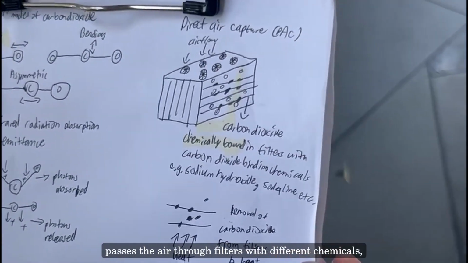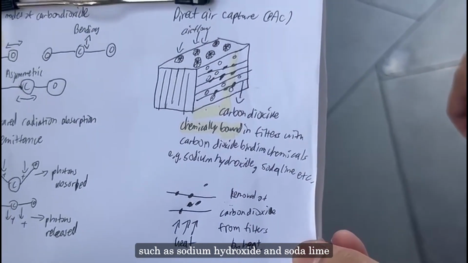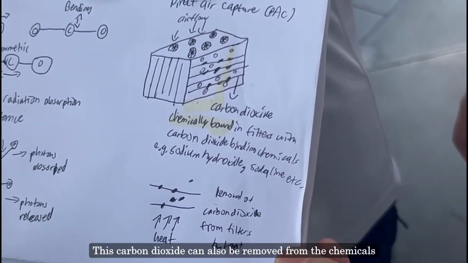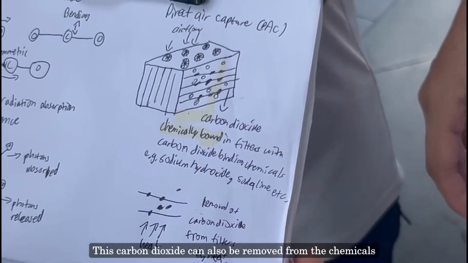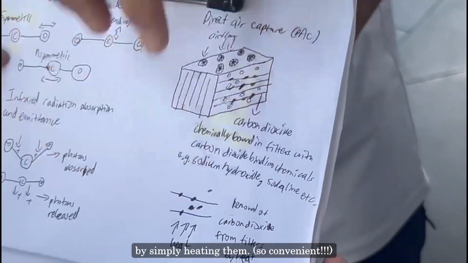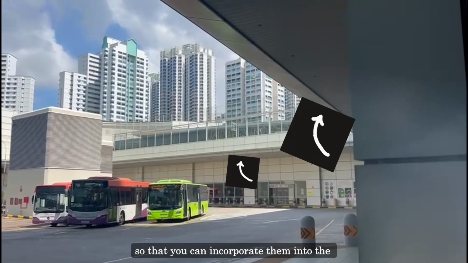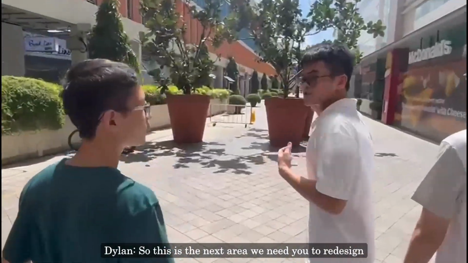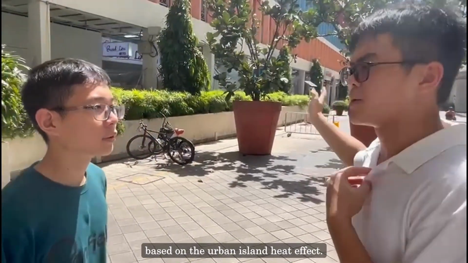passes the air through filters with different chemicals such as sodium hydroxide and soda lime, which reacts rapidly with carbon dioxide. This carbon dioxide can also be removed from the chemicals by simply heating them. So this machine should be small in size so that you can incorporate them in the floor and ceiling of the bus interchanges. So this is the next area we need to redesign based on the urban heat island effect.